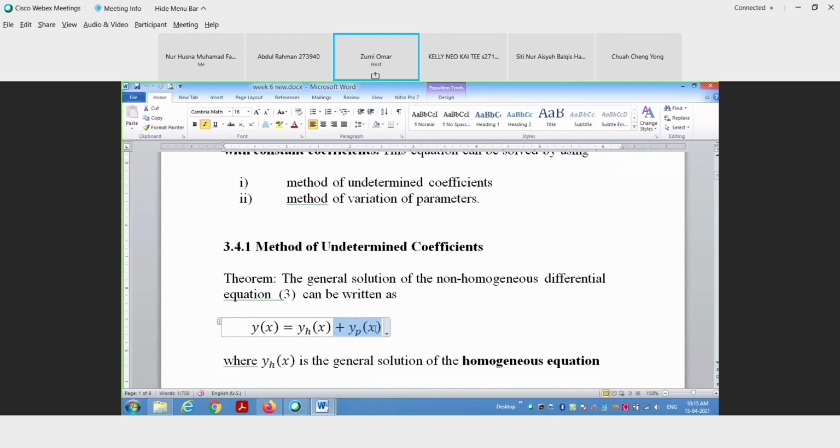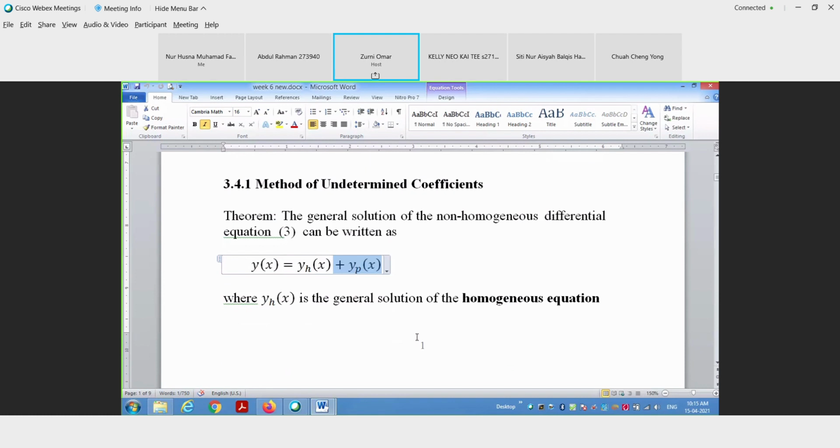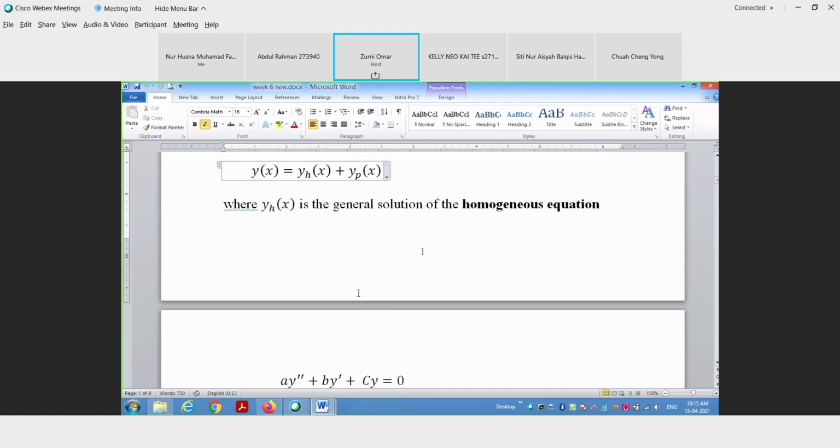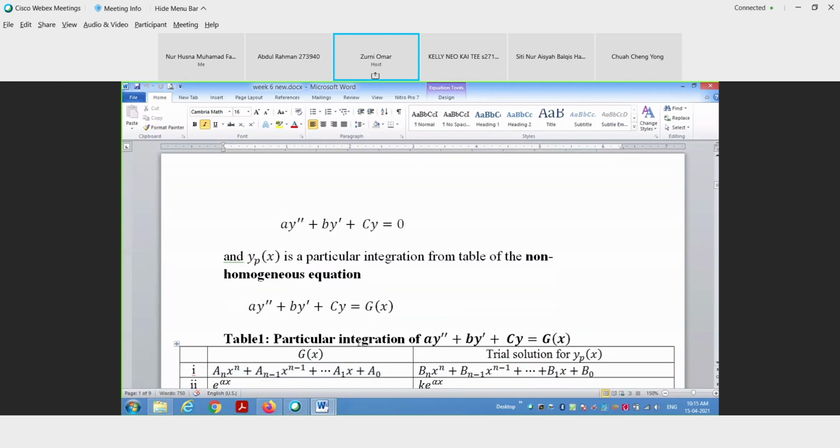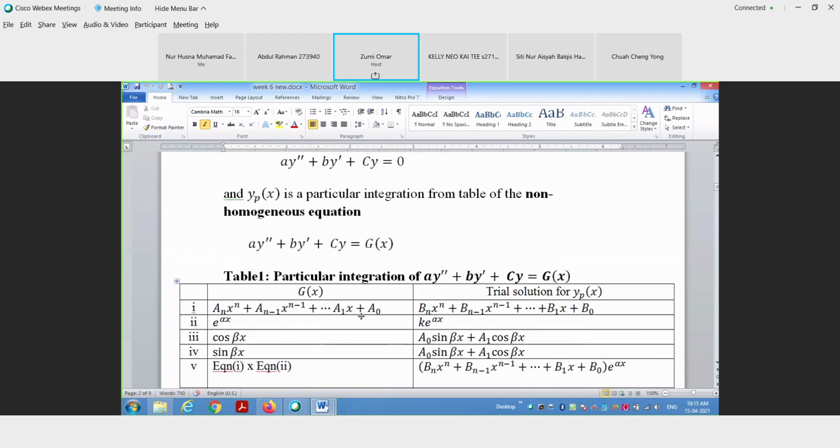That's for homogeneous. But since we are dealing with non-homogeneous, first you need to find the general solution for homogeneous, and then we need to add this solution with yp(x). So yp(x) is what we call the particular solution, but it's not the same as the particular solution in the sense that we need to find C. No, this yp corresponds to the table of non-homogeneous equations. We refer to this table.